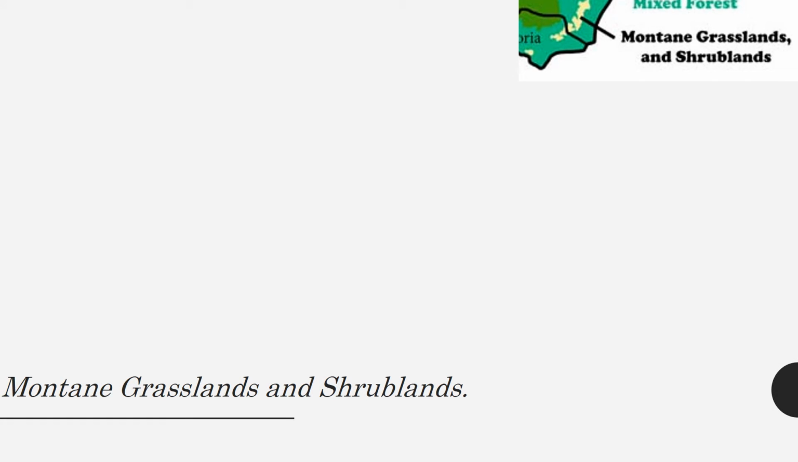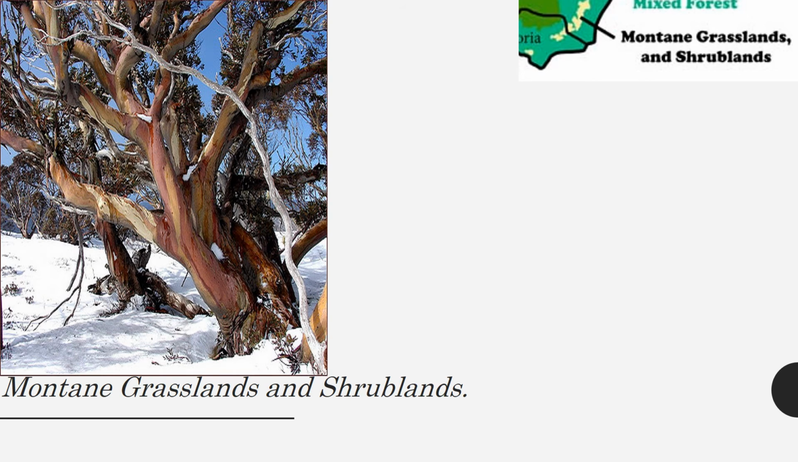This is the montane grasslands and shrubs, and in this area it snows, mainly in the mountains. Now this is a very beautiful tree. It's called a snow gum tree, and I must say it's one of the nicest trees I've seen. And as you can see that there's snow. I think it's really nice because of the way that it's moving out. It almost looks like something out of a surreal sort of painting.